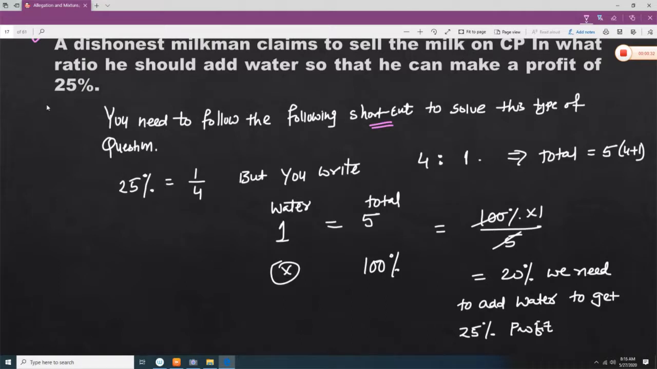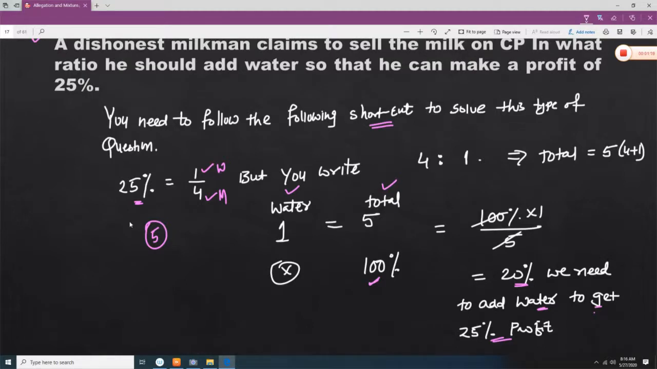Let's say he is going to make a 25% profit, that is 1 over 4. So 1 over 4 means 1 part water and 4 parts milk. So the total is 5 parts. Out of 5 parts, 1 part is water and 4 parts is milk. So if 1 part is water, then the total is 5. If the total is 100%, then how much? That comes to 20%. We need to add 20% water to get 25% profit. So this is the shortest trick.